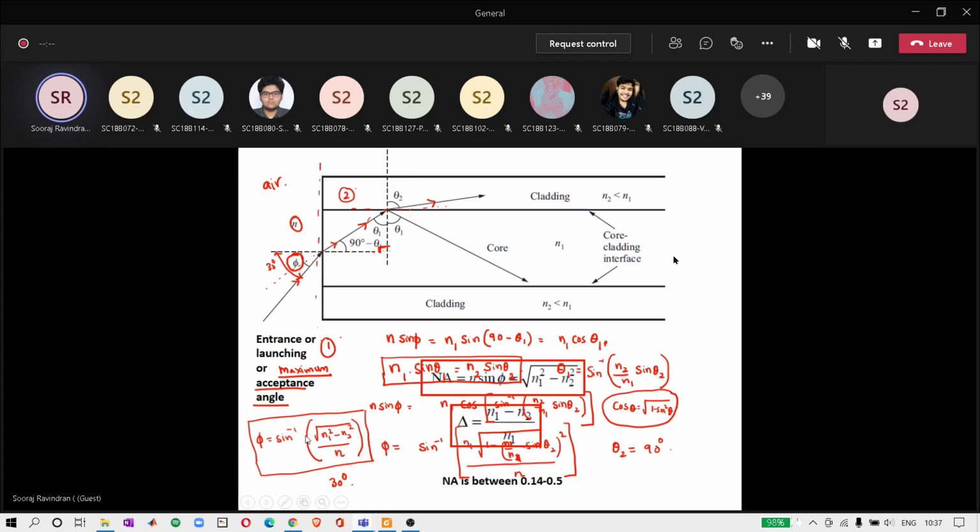Sir, when you are analyzing, we're taking only a straight core and cladding, but there will be bends also, right? Yeah, so we are talking about a straight optical fiber. If you have a bend, then obviously the angles would be different. So how are these bends also responsible for losses inside an optical fiber?